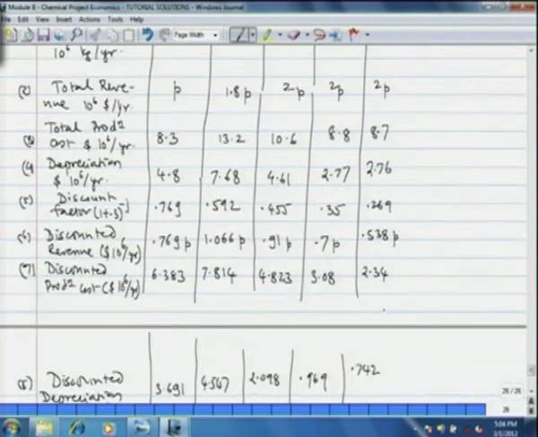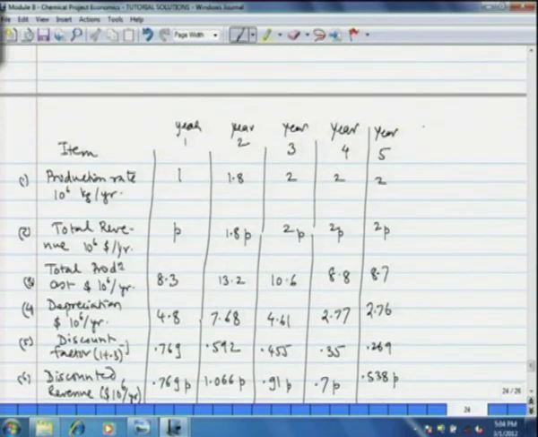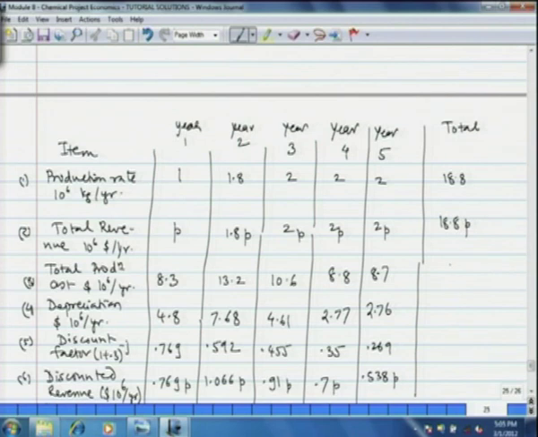And for the rest of the years, year 6, 7, 8, 9 and 10, I leave it as an exercise for you to work it out. It is pretty straightforward. I have given example up to year 5. Okay. And now I am giving the answer for the total over 10 years. Total production over 10 years is 18.8 into 10 to power 6 kgs. Total revenue is 18.8 into P. Total production cost is 81. Then total depreciation $24 million.